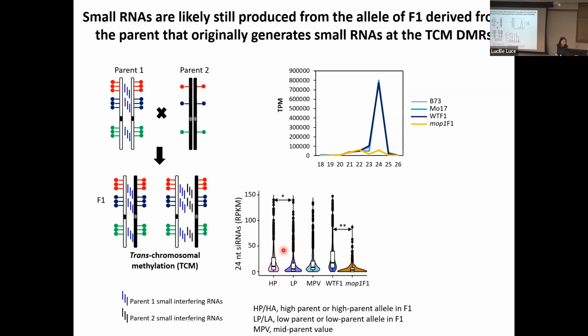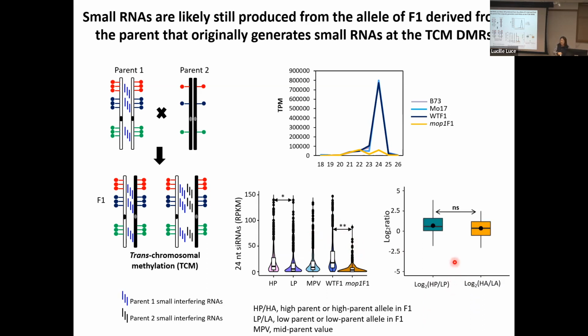We find the high parent has significantly more small RNAs than the low parent. And if you compare the MPV value, the MPV is the average level of small RNA between the high parent and the low parent, with the F1 hybrid, we don't observe a significant increase in small RNA. Of course, MOP1 removes a lot of small RNAs.